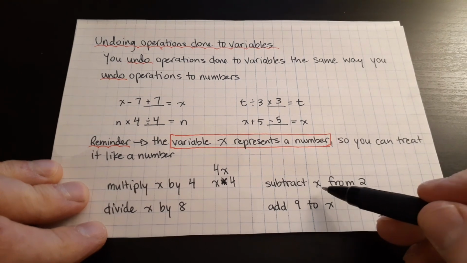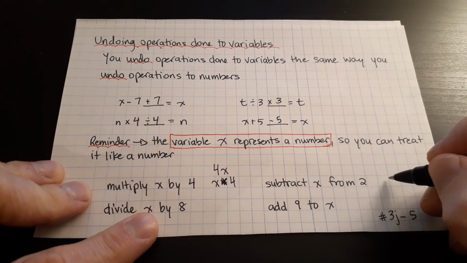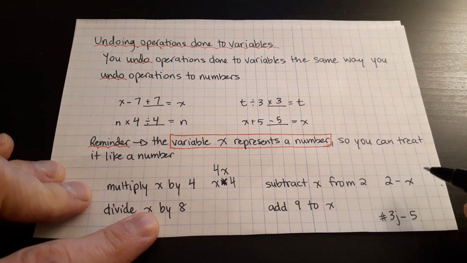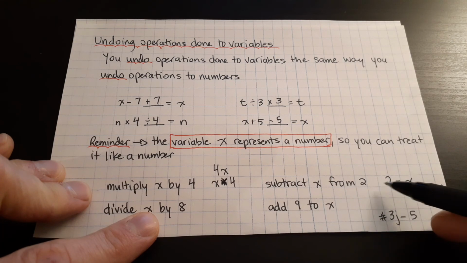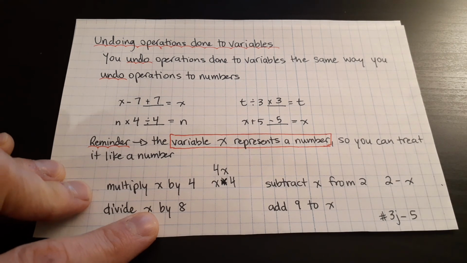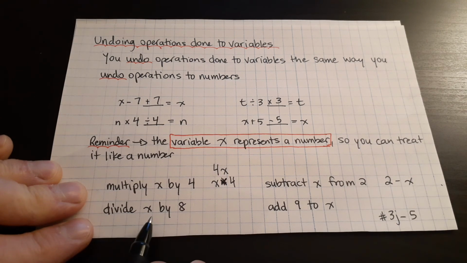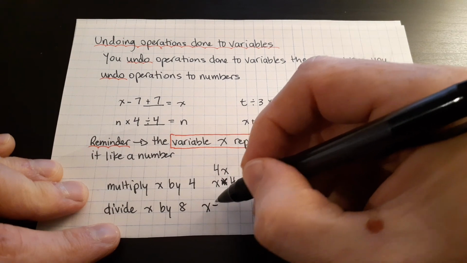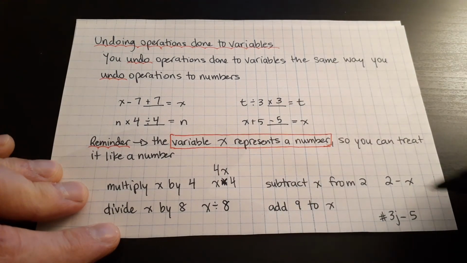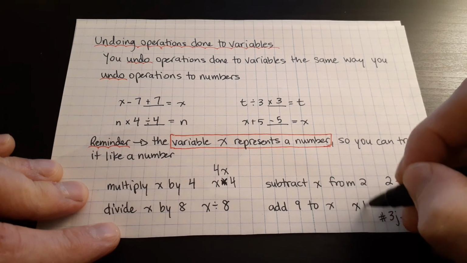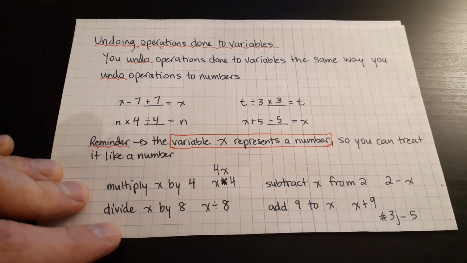Over here it says subtract x from 2. You have to be careful. That's 2 minus x, not x minus 2. So with things like division and subtraction, make sure you are paying close attention to what's being subtracted from what. Here, divide x by 8. That just becomes x divided by 8. And this one says add 9 to x. So you start with your x and then you're adding 9.